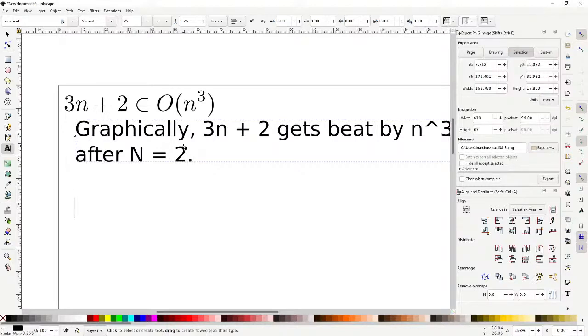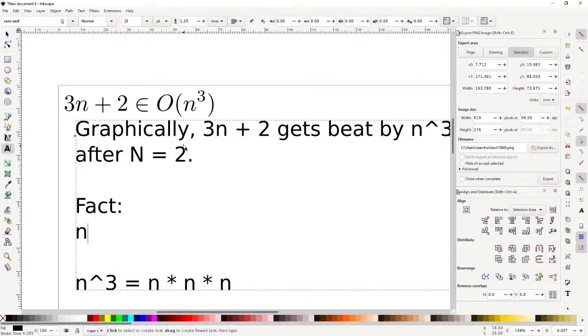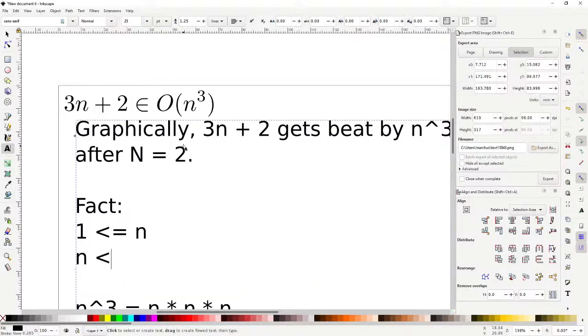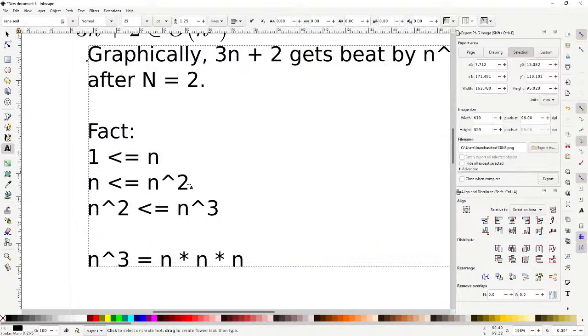Okay, and so can we prove that? What's the fact that you should apply in this case? The fact that you should apply is that n cubed is really equal to n times n times n, and we know that 1 is less than or equal to n, therefore n is less than or equal to n squared, therefore n squared is less than or equal to n cubed. We know those 3 facts.